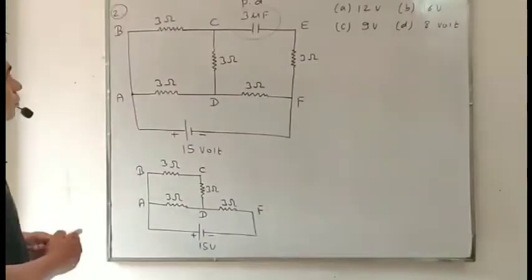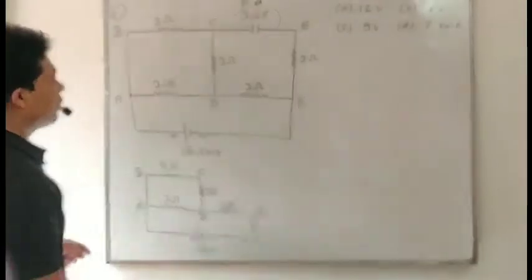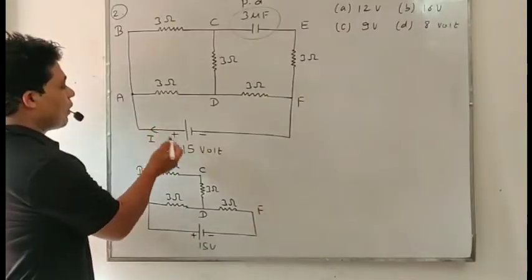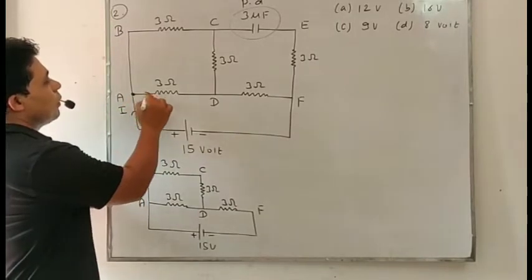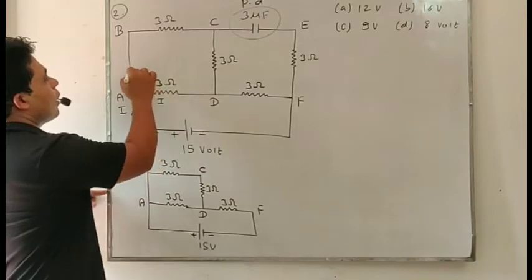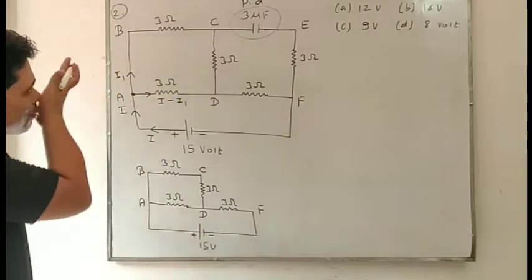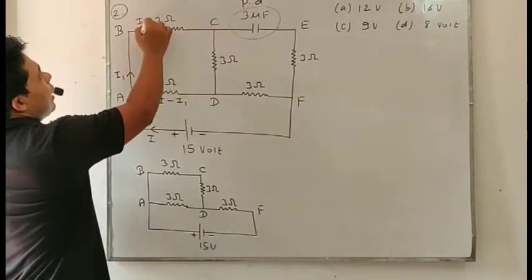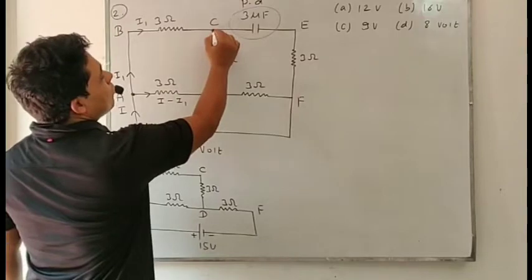So first of all, for finding the potential difference across the 3 microfarad capacitor, we'll find the amount of current. Suppose current I will divide into 2 parts, here upwards I1 and here I minus I1. I1 is flowing in that. At this point, this is a junction.